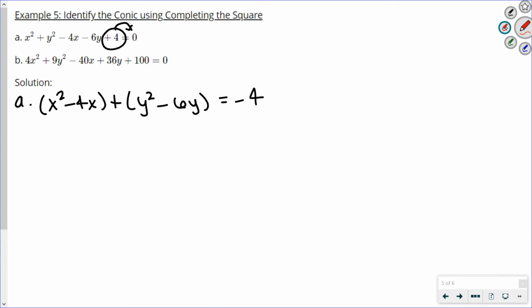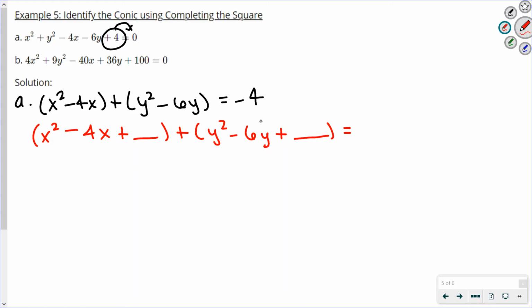Now for completing the square, what we do is we take the middle term and divide it by 2 and then square it. So that creates a perfect square trinomial. So what I want to do is write it with my blanks here, because we're going to do it for both x and y. Now if I add in two numbers on the left side, we have to add in those same numbers on the right side to make sure our equation stays balanced.